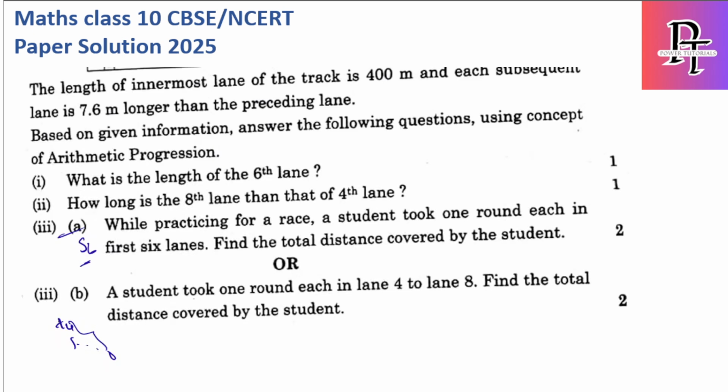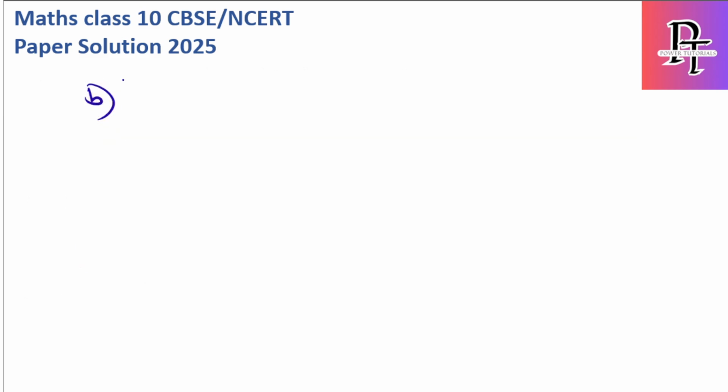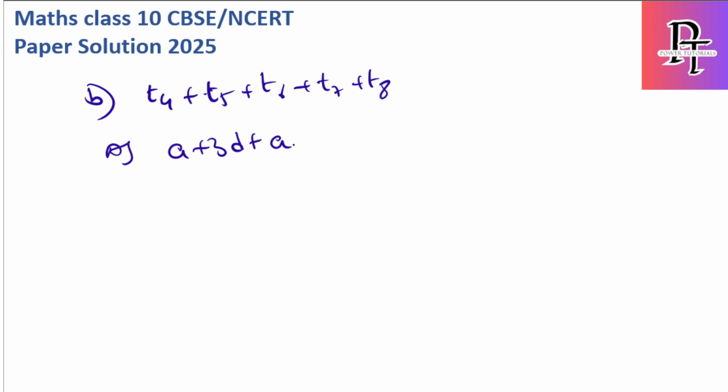Round each line 4 to 8. Okay, so it is T4 plus T5 plus T6 plus T7 plus T8. So it is A plus 3D plus A plus 4D plus, okay, I'll write all, A plus 5D, A plus 6D and A plus 7D.